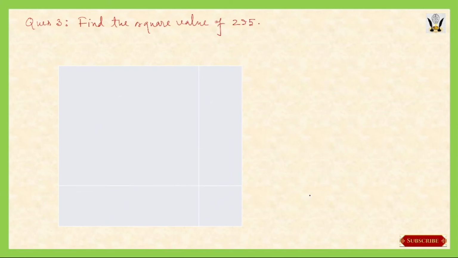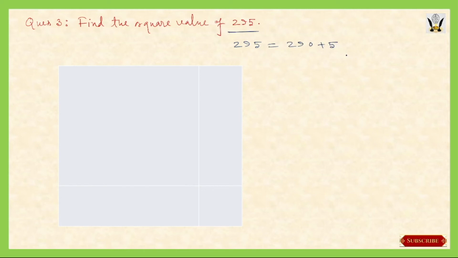Now we will go for another example, which is 295. Now 295 can be represented as 290 plus 5.